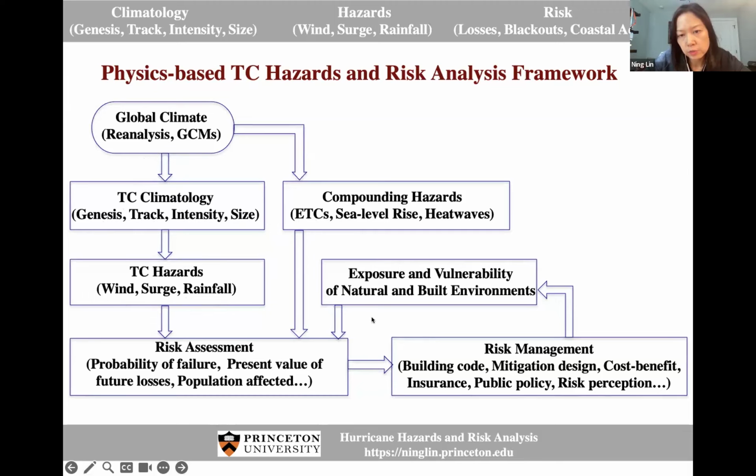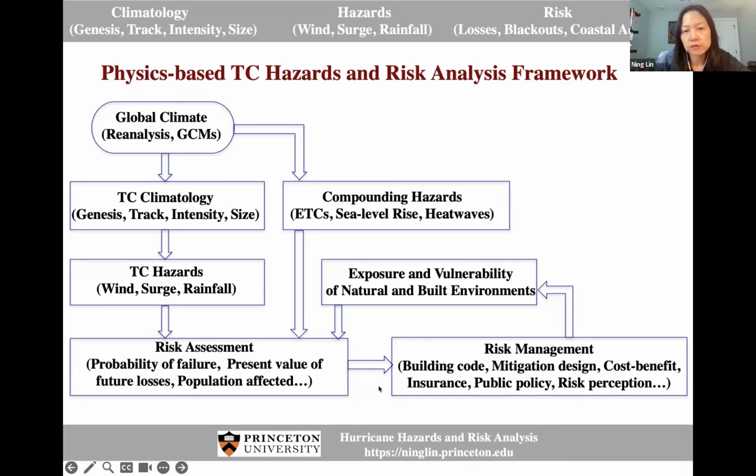On the other hand, we also study the exposure and vulnerability of the natural and built environment. Then combining hazard and vulnerability information, we quantify the risk, which could be characterized by, say, probability of failure, present value of future losses, or population affected. Those can be used to support risk management or climate adaptation. We have looked at building code. How do we incorporate climate change impacts on building code? How do we design mitigation strategies along the coastline based on cost-benefit analysis, life cycle analysis, and adaptation pathways? How do we apply this to insurance policy and also understand people's perception?